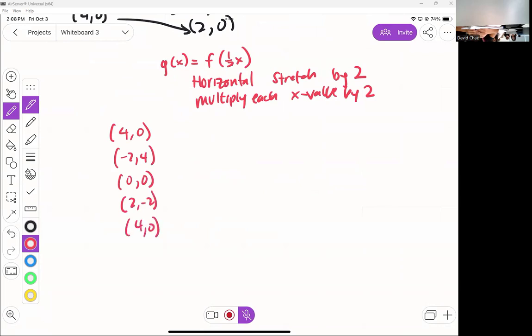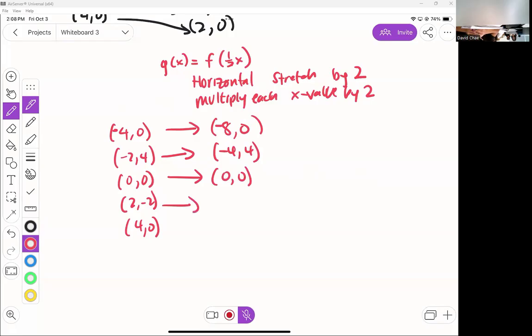So this becomes -8, 0, right? -4, 4. 0, 0. 4, -2. And 8, 0.